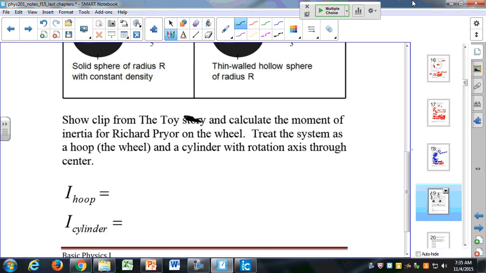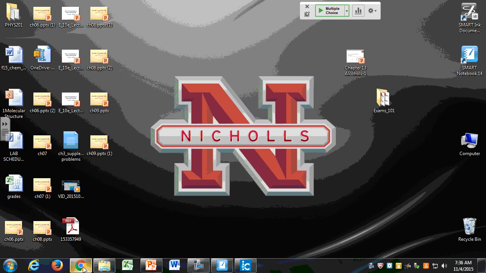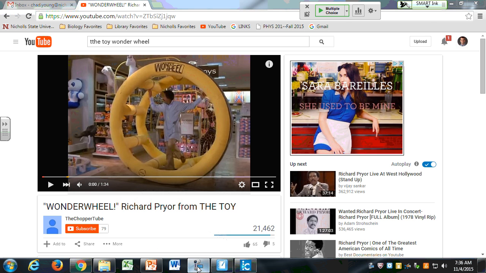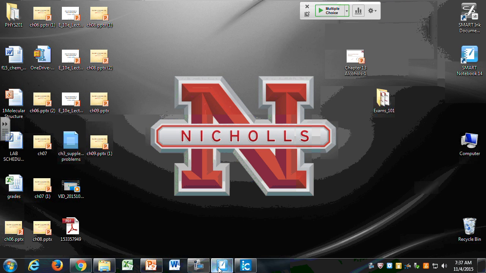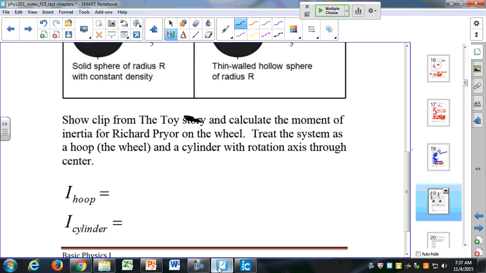Anyway, let's watch it, and I want to know what is the total moment of inertia for him as he rotates through on this one. So I want to know what is his total moment of inertia. Well, as he rotates through, you basically have two parts to this system. You have Richard Pryor, and then you have the Wonder Wheel itself. And so we can approximate those as a couple of different things.